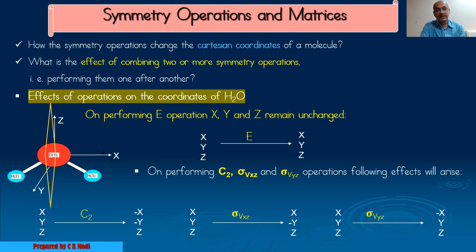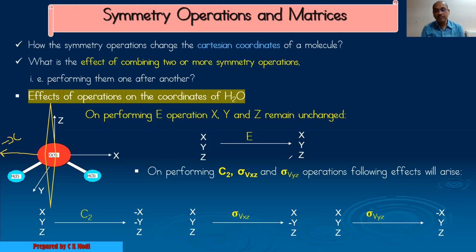So what will happen? The x, which is perpendicular to this plane, becomes minus x. However, y and z are situated in the plane, therefore their positions remain as they are. So x becomes minus x, y becomes y, and z becomes z. So you might have understood the positions of x, y, and z after performing each operation.